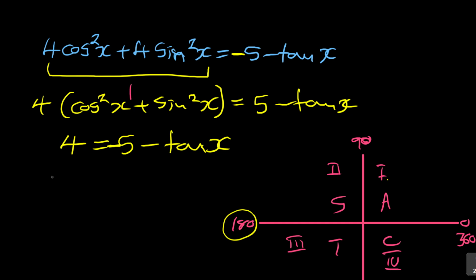Yeah. If I take tangent to the other side, tangent x, I'll have minus 5 here and minus 4. So it will be minus 9, right? Yeah, that's now minus 9. Thank you. That's tangent. So let's find our x.